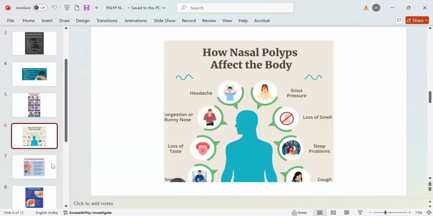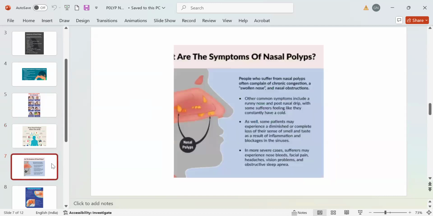Now, how is it managed? What is the treatment? The symptoms I have told already. Yes, all these symptoms I have covered.